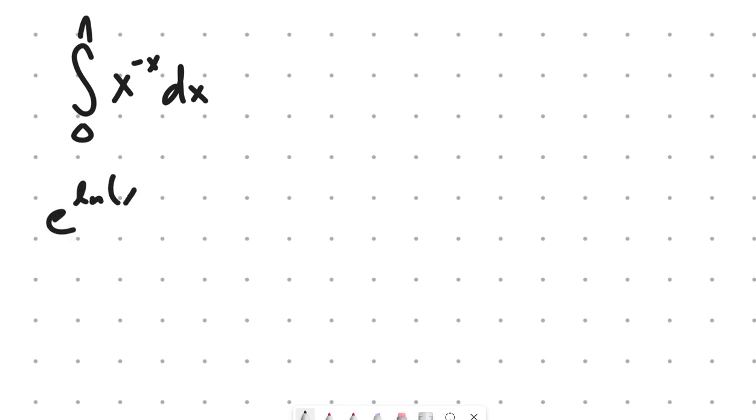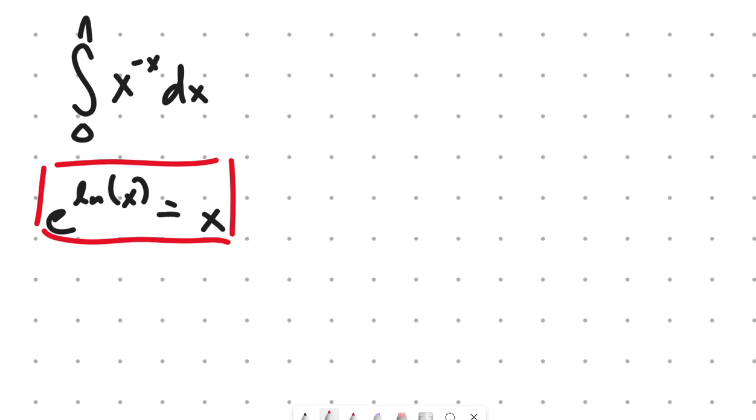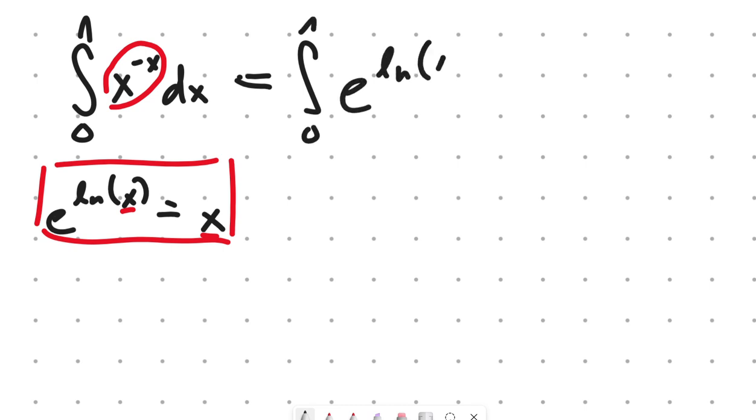So first of all, we can talk about the integral from 0 to 1 of x to the negative x dx, and we can represent it as an e function. e to the ln of x is just the same thing as x. Through this fact, we can let the x be x to the negative x, so we will have the integral from 0 to 1 of e to the ln of x to the negative x dx.